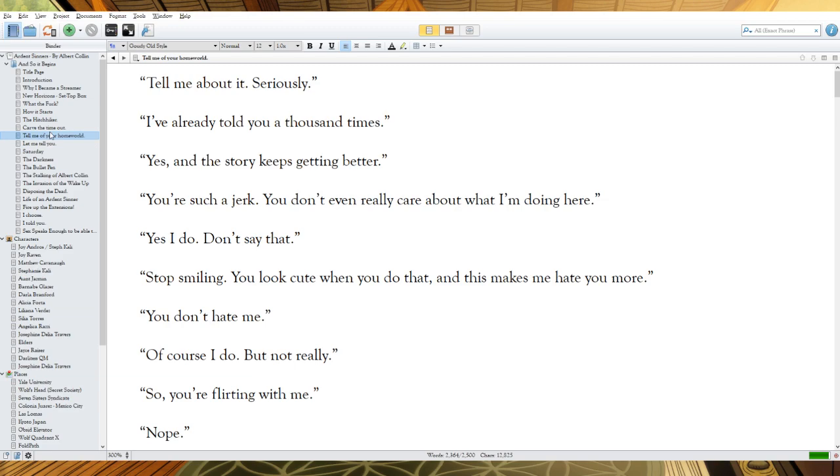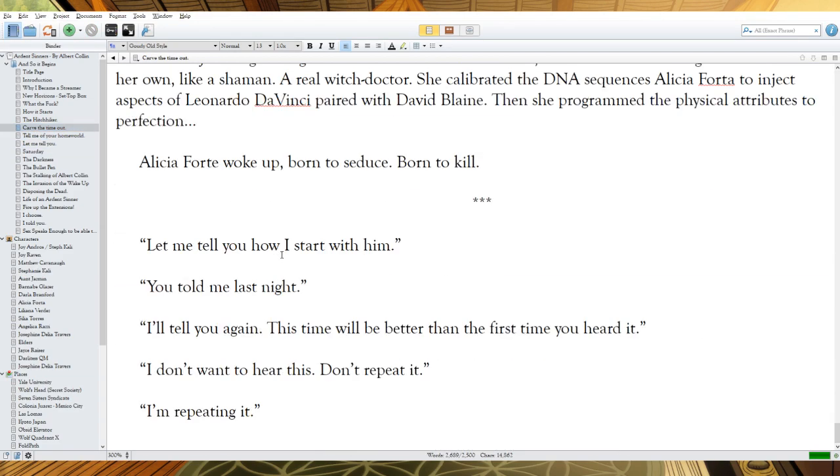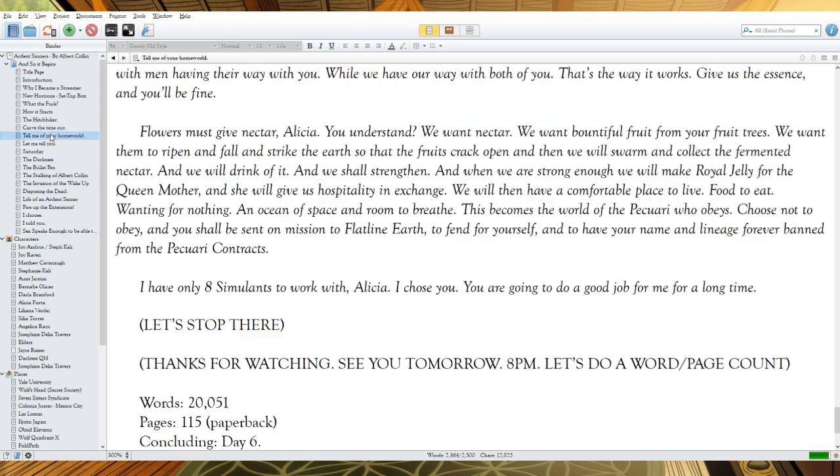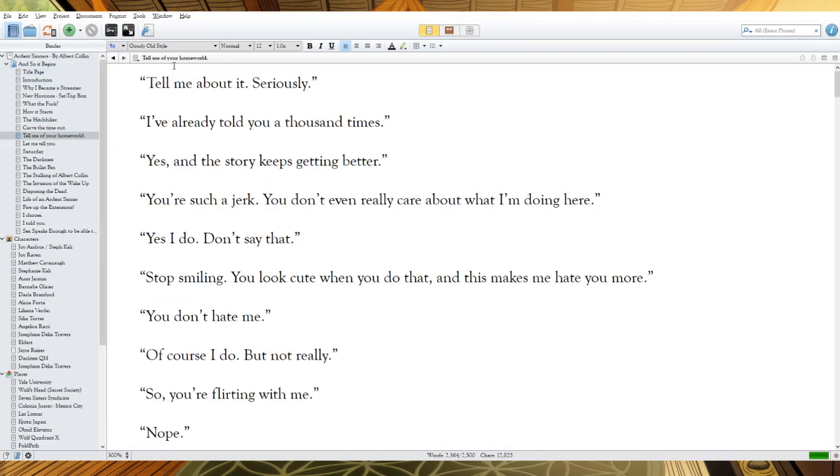Okay, so this actually is a different dialogue. Interesting. I ended with dialogue here. I don't want to hear this, don't repeat it. Let me tell you how I start with him. Yeah, this is a different dialogue. This is a dialogue between people talking about something else. So I'm not really sure how I'm going to frame this, really.